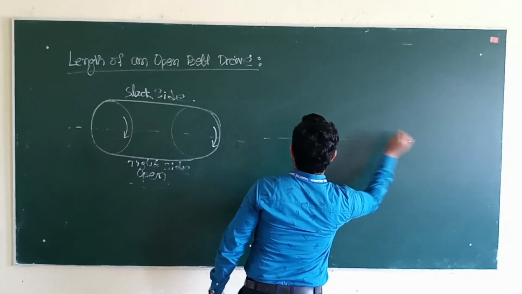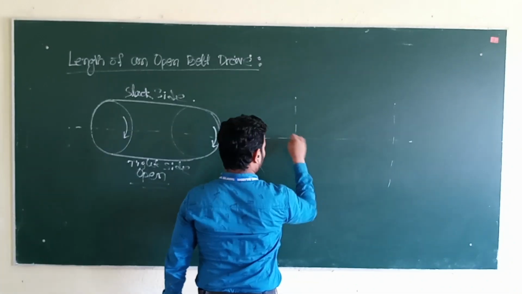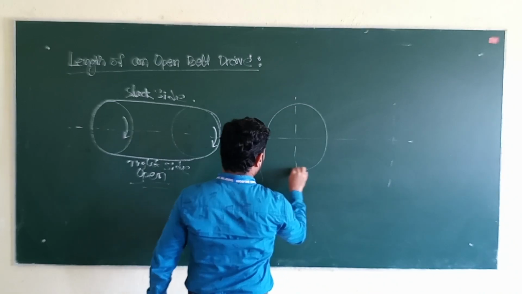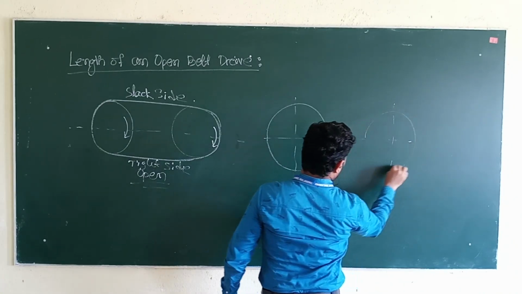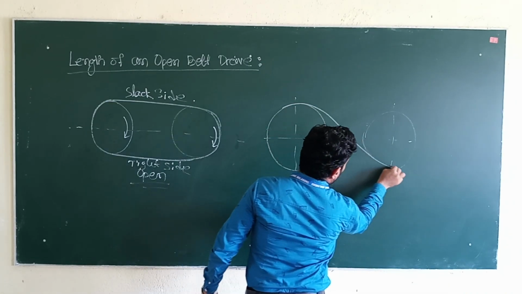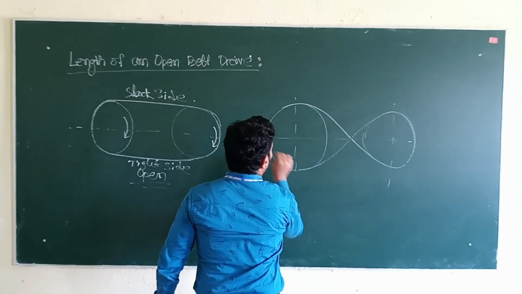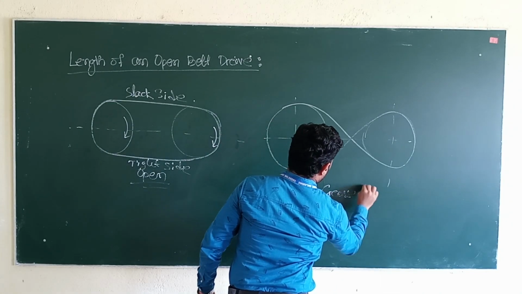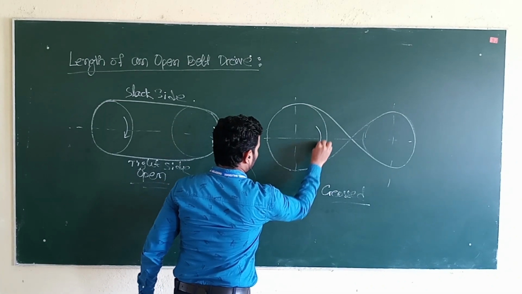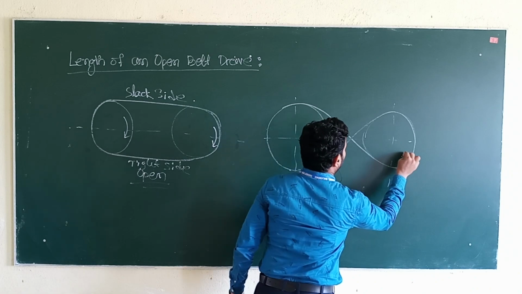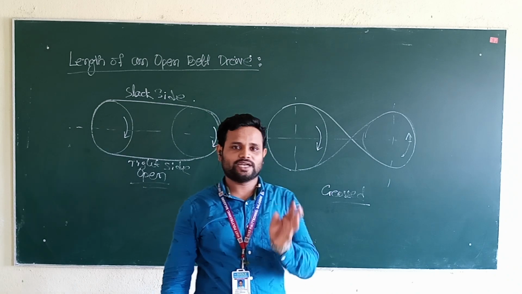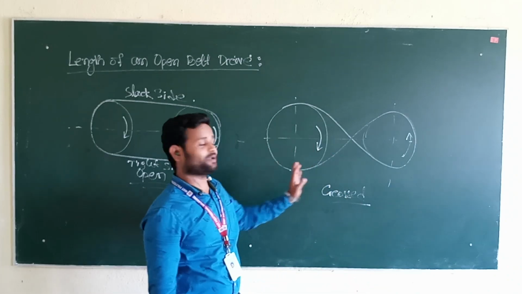In case of cross belt drive, the driver and follower are rotating in opposite directions. You will see this is the driver pulley and this is the follower or driven pulley. If the belt looks like this, then you can say it is a cross belt drive. In case of cross belt drive, the driver rotates in clockwise direction, whereas the driven rotates in anti-clockwise direction. So, where the driver and driven rotate in opposite directions, it is a cross belt drive.